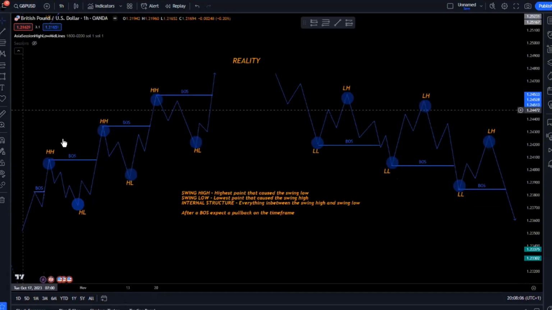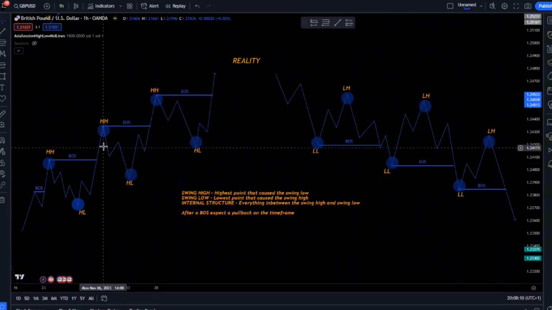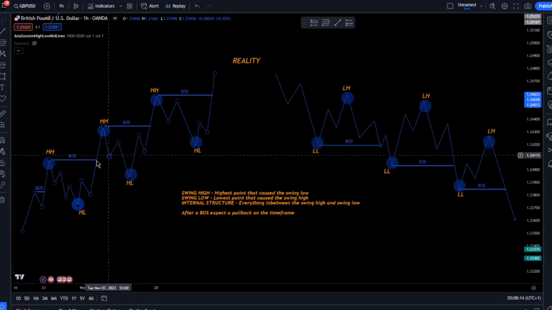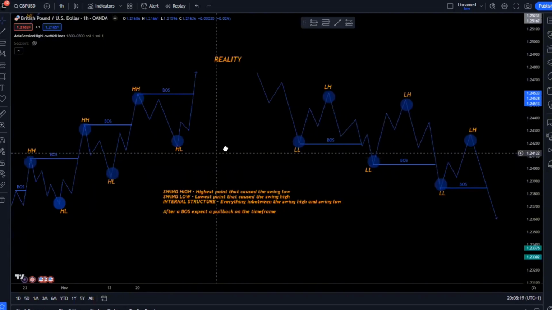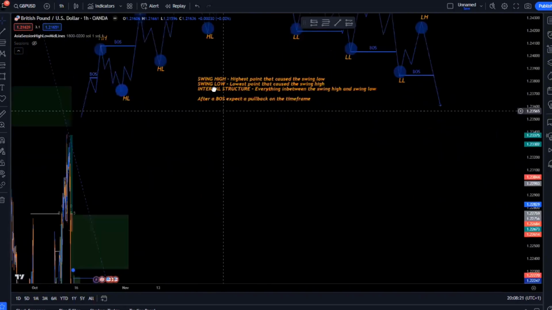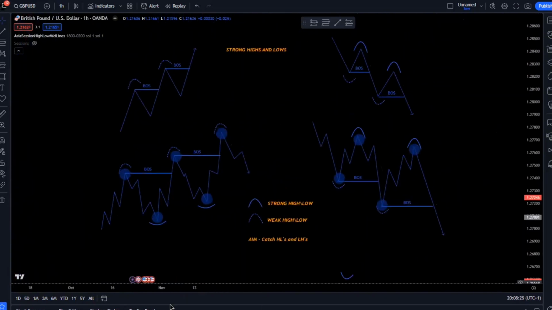Always anticipate that. After price breaks structure, we're definitely going to have price come back for a pullback or a retracement, corrective move, whatever you want to call it. But just know that price shall come back. Next we're going to be talking about strong highs and strong lows.